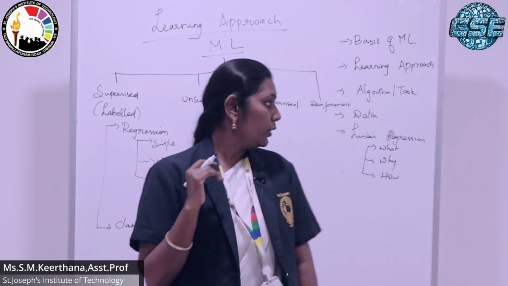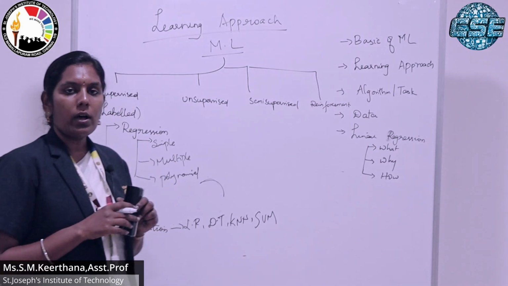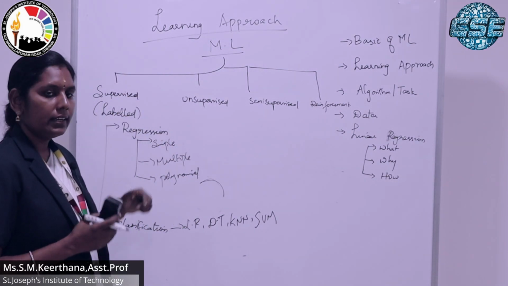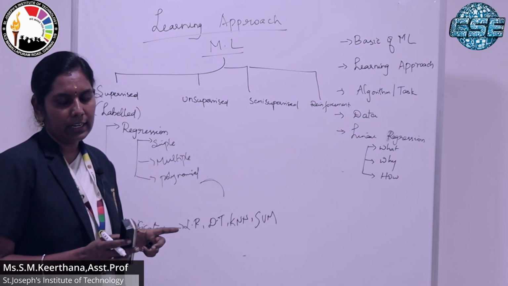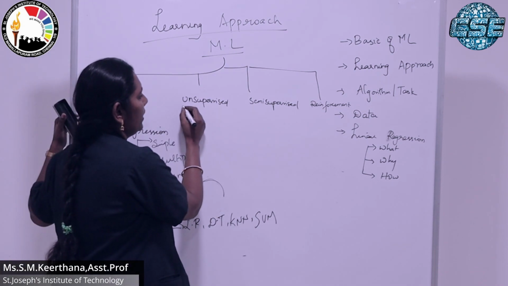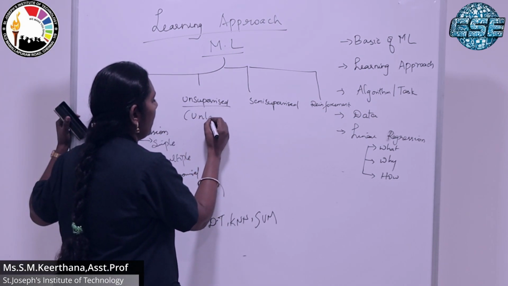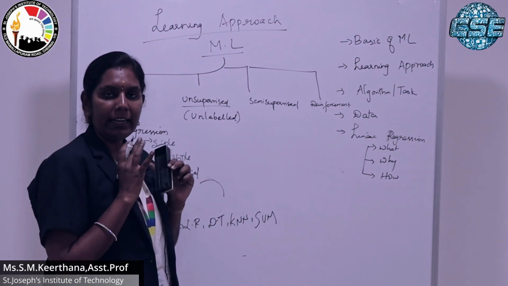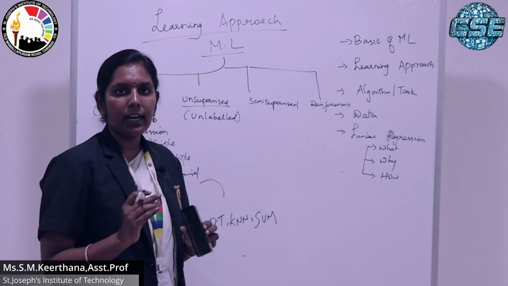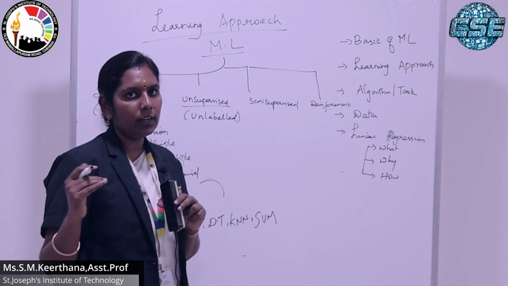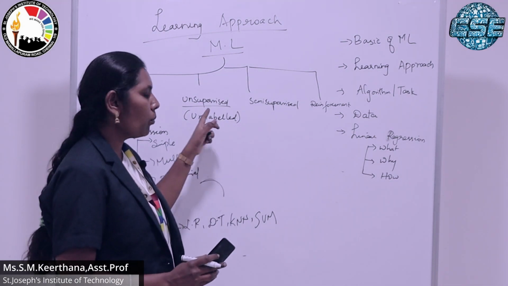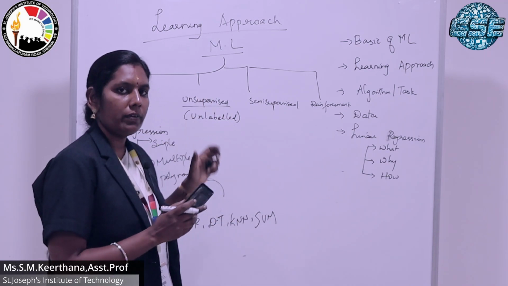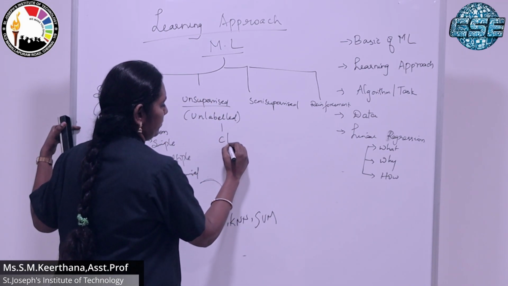Next we will get into unsupervised learning. Unsupervised learning is just the opposite of supervised learning. In supervised learning, the input we give is labeled data. In unsupervised learning, it will be unlabeled data. We give only input attributes. It will not contain any output for those particular features or attributes. The model has to learn by itself. The task available in unsupervised learning is clustering.